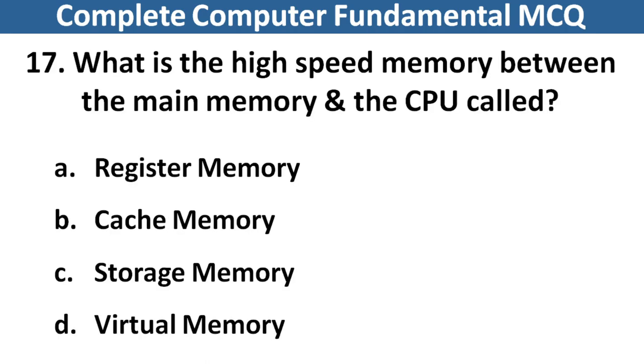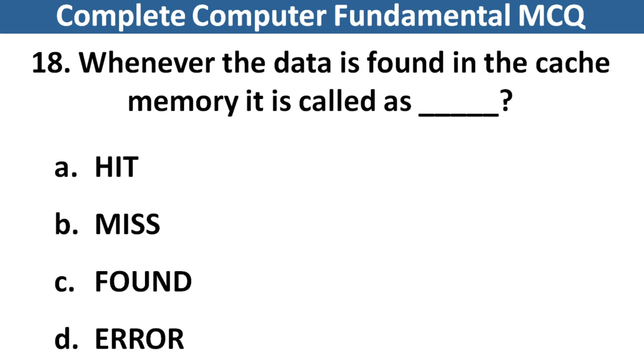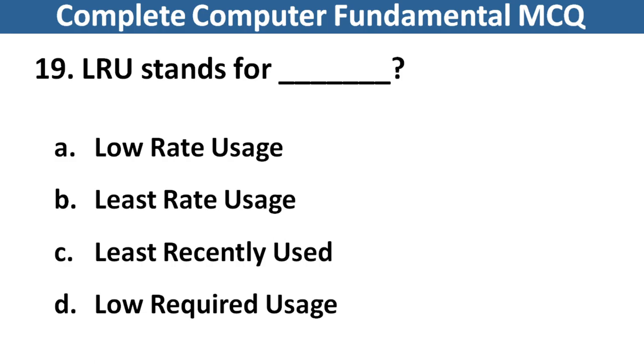Next question, what is the high speed memory between the main memory and the CPU called? Right answer is options B, cache memory. Next question, whenever the data is found in the cache memory, it is called as dash dash. Right answer is options A, hit. Next question, LRU stands for dash dash. Right answer is option C, least recently used.